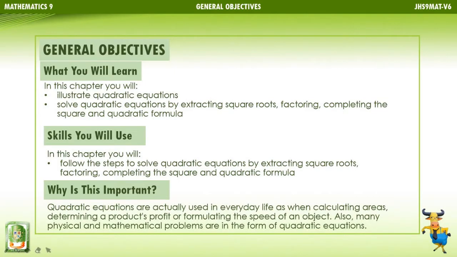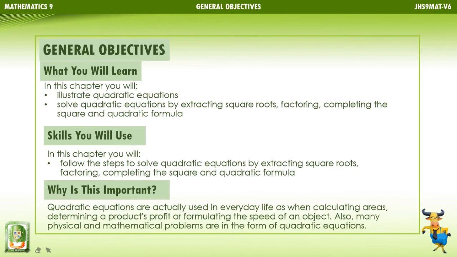General objectives. What you will learn: in this chapter you will illustrate quadratic equations, solve quadratic equations by extracting square roots, factoring, completing the square and quadratic formula. Skills you will use: in this chapter you will follow the steps to solve quadratic equations by extracting square roots, factoring, completing the square and quadratic formula.